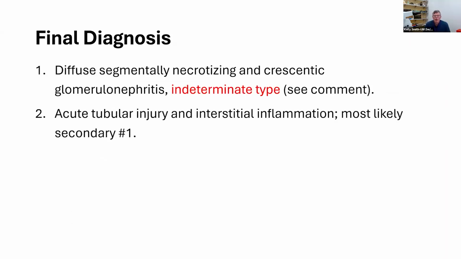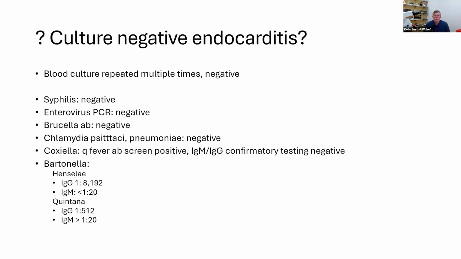So at this time, we rendered the final diagnosis of diffuse segmentally necrotizing and crescentic glomerulonephritis of indeterminate type with acute tubular injury, and the clinical workup continued. Concurrent to this, he got a pretty complete infectious workup for culture-negative causes of endocarditis, which returned slowly over the course of a week or so.